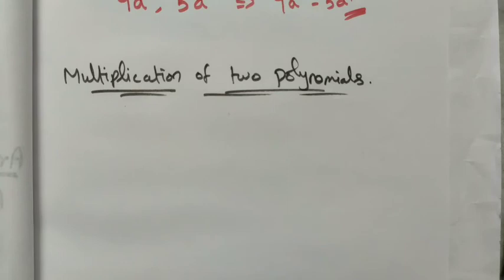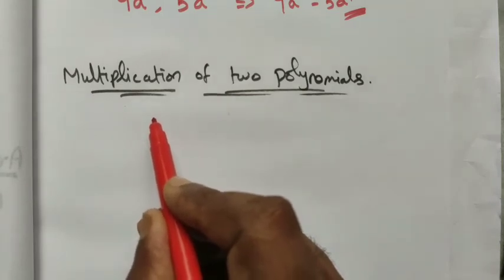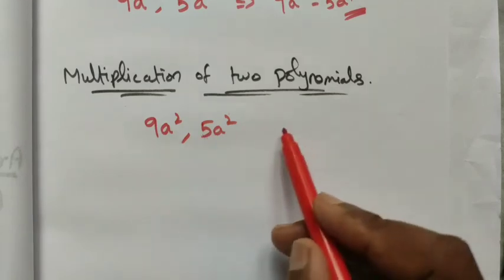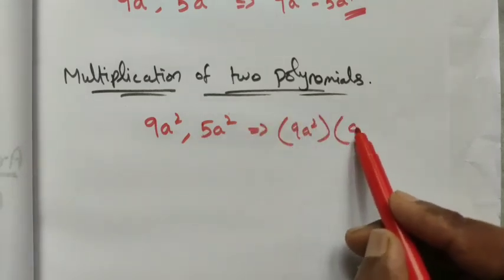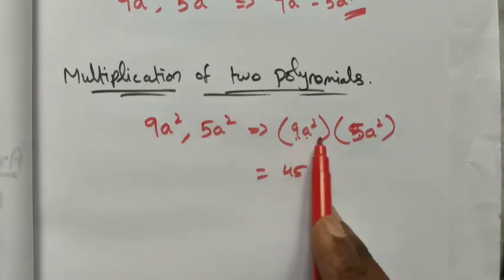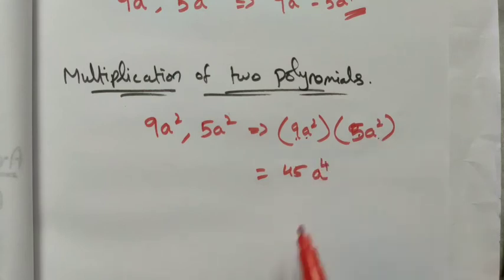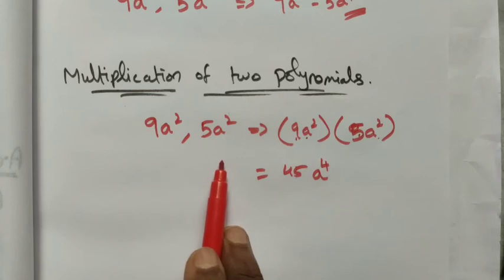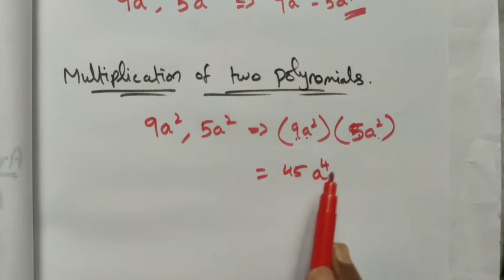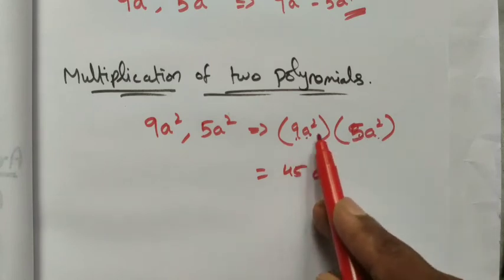Next, multiplication of two polynomials. For the multiplication, we do not need to check the variables or their powers, we just multiply whatever numbers are given. Suppose I take 9a square and 5a square. When multiplying these two terms, 9a square into 5a square, 9 fives are 45. Here a square, here also a square, a square into a square is a power 4. For the multiplication, you are not only multiplying the coefficients, you also have to multiply the variables. Here a square, here also a square.